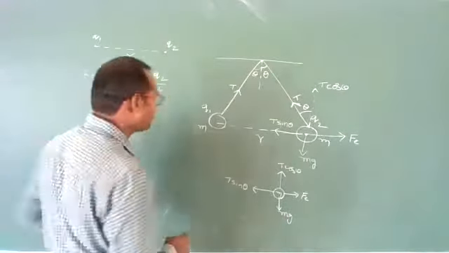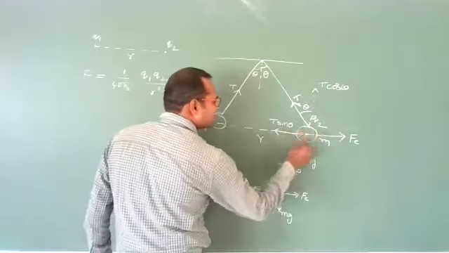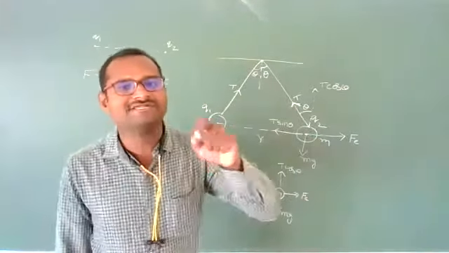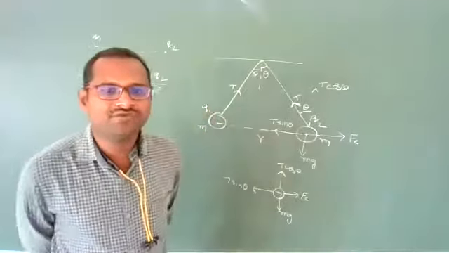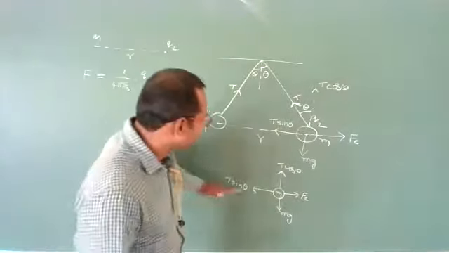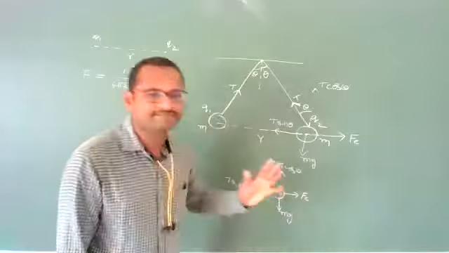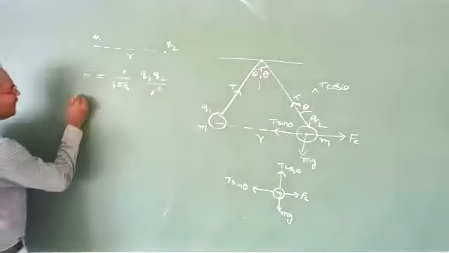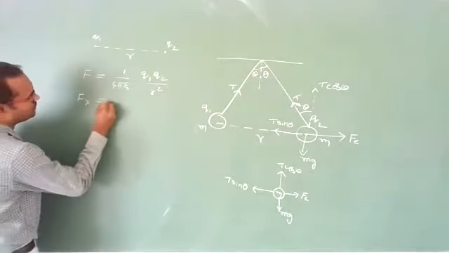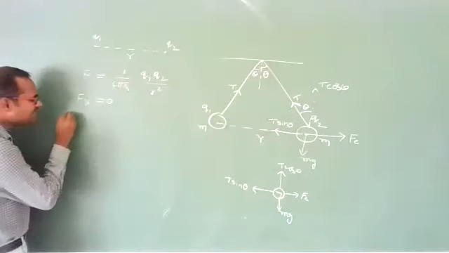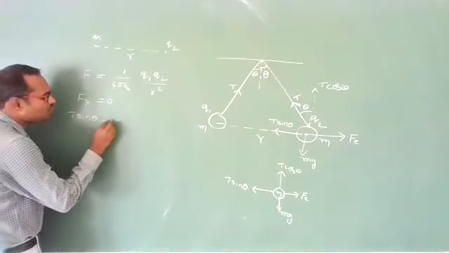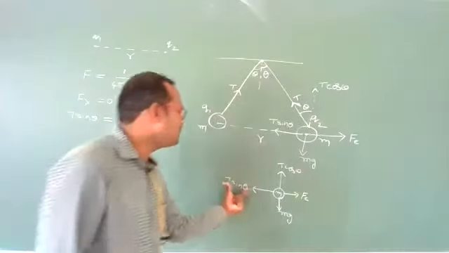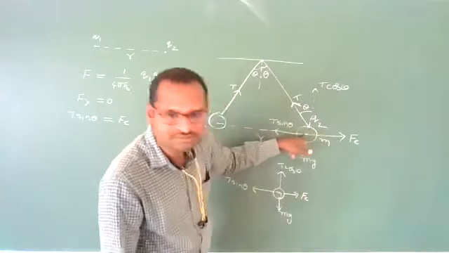Now, as this spherical ball is in equilibrium, equilibrium means the net force acting on it should be zero along the x-axis and along the y-axis. So what is the net force along the x-axis? It should be zero. That means T sin theta should be equal to the electrostatic repulsive force. Yes, this should be equal to this. Then only it will be in the horizontal direction here.